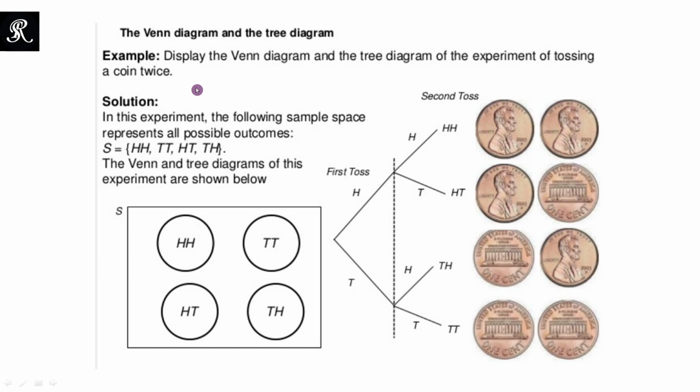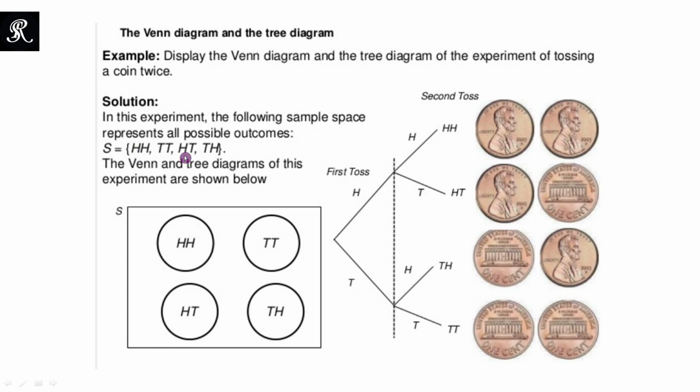Here in this example, we'll consider a Venn diagram and the tree diagram of the experiment of tossing a coin twice. In this experiment, when we toss a coin twice, what would be the sample space? Here you can see that if we toss a coin twice, maybe on both coins there occurs a head. So the first possible outcome would be HH. And maybe there appears T on both coins. So that would be the outcome TT.